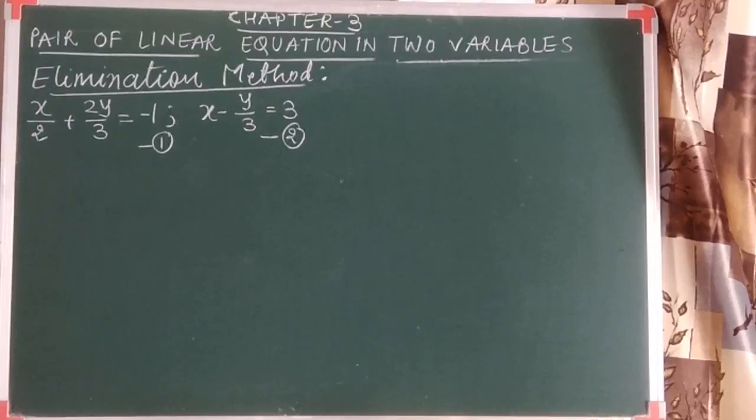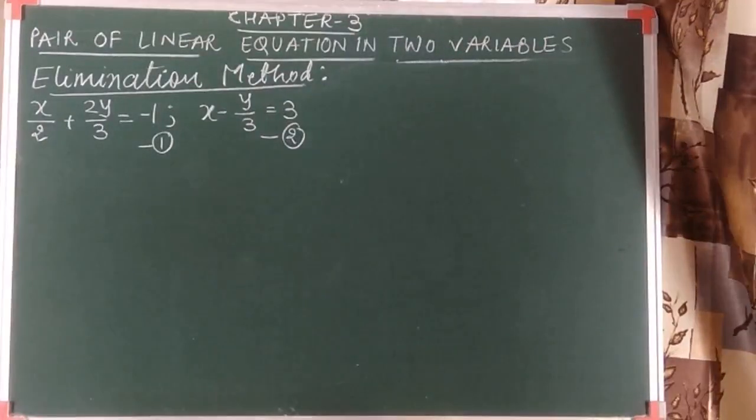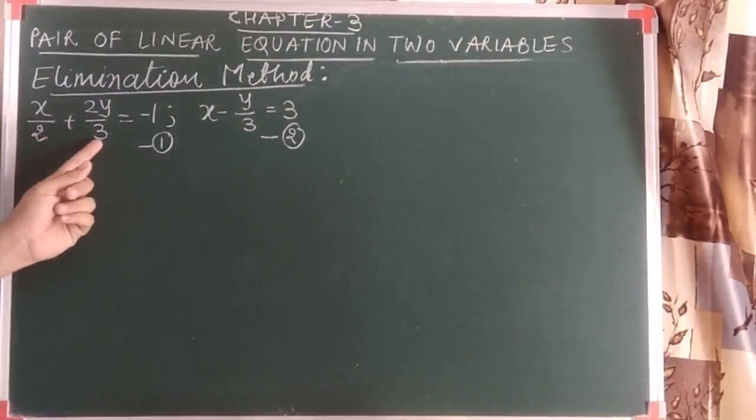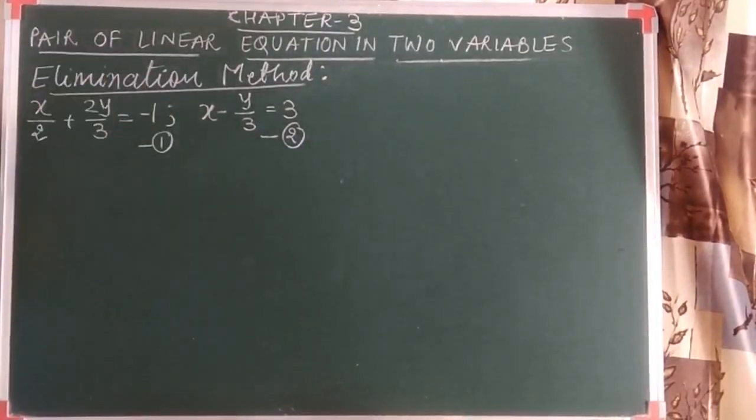Let's see one more question of the same method, elimination method. Now look into this question. This question is different than the previous two questions which we have done. You can see that here in both the equations we have the denominator. That means the coefficients are fractions.